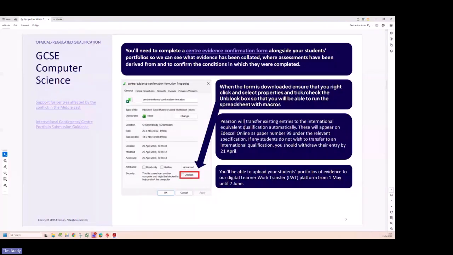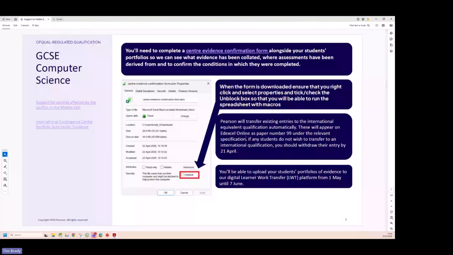So your exams officers will be very used to dealing with product codes, and this code will be a new code which will have a paper number of 99 on it, and you will use that code for uploading your information using learner work transfer. So it's important not to try to upload your portfolio of evidence using any other code. This number 99 will denote this special emergency code that we've set up for you so that you're able to upload your work.